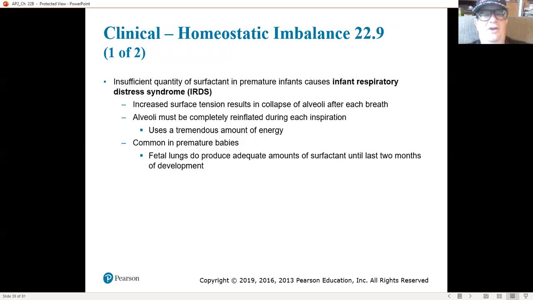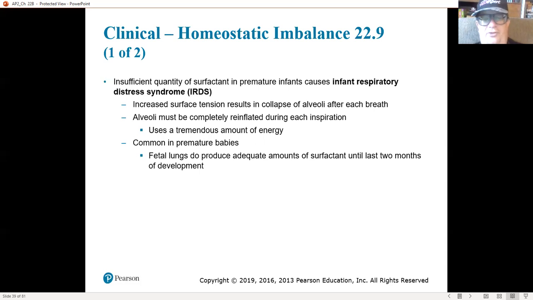If you don't have enough surfactant, you have lung problems. Premature babies, the ones they keep in incubators because they have trouble breathing, are born having infant respiratory distress syndrome because their type 2 cells that make their surfactant aren't fully developed yet. Or they don't have enough of them. Anyway, they're not making enough surfactant. So increased surface tension results in the collapse of alveoli after every breath. They have to be reinflated in every inspiration. That takes a lot of energy. This is common in premature babies.